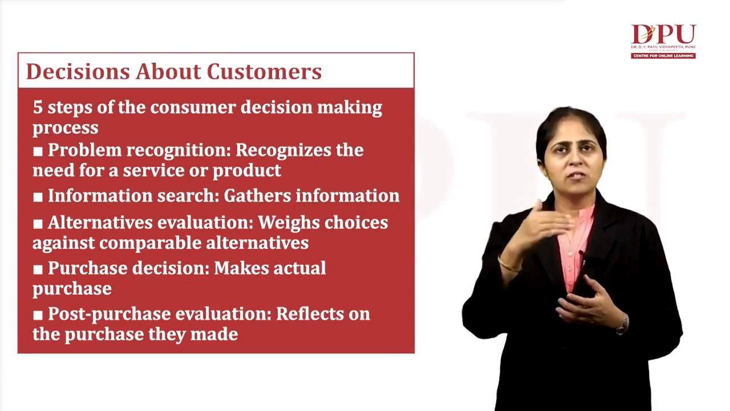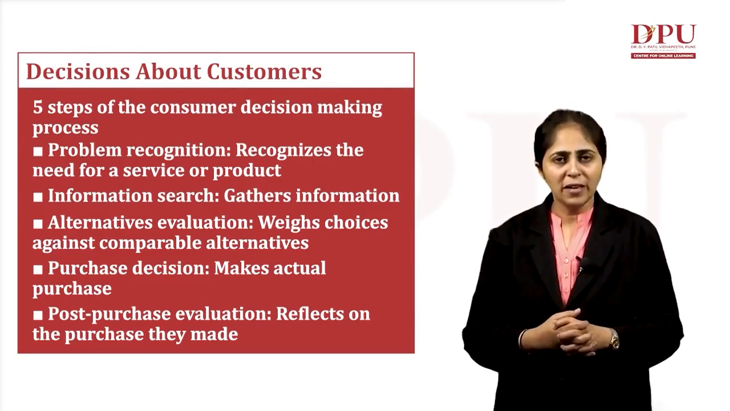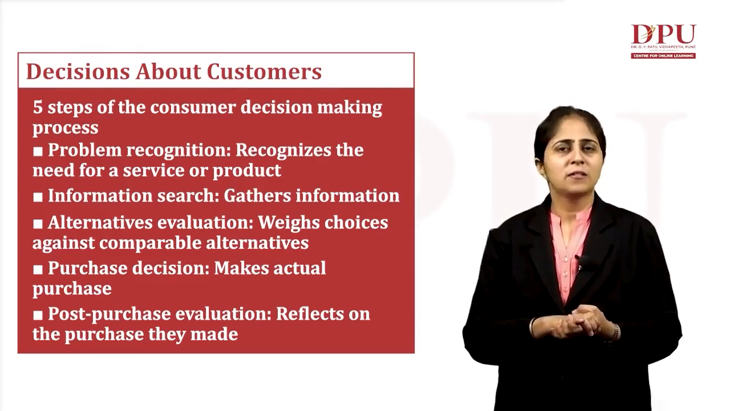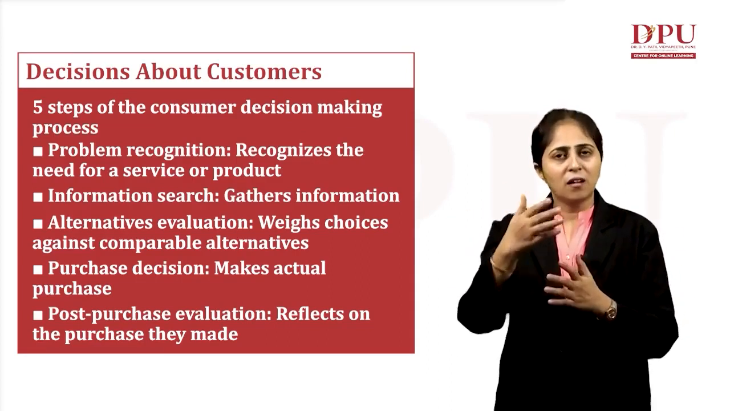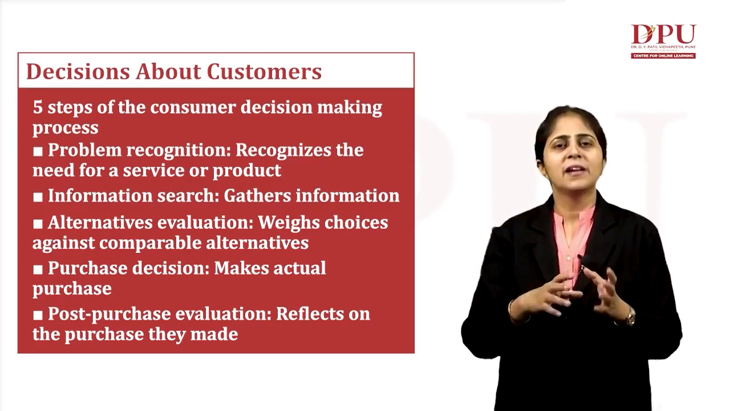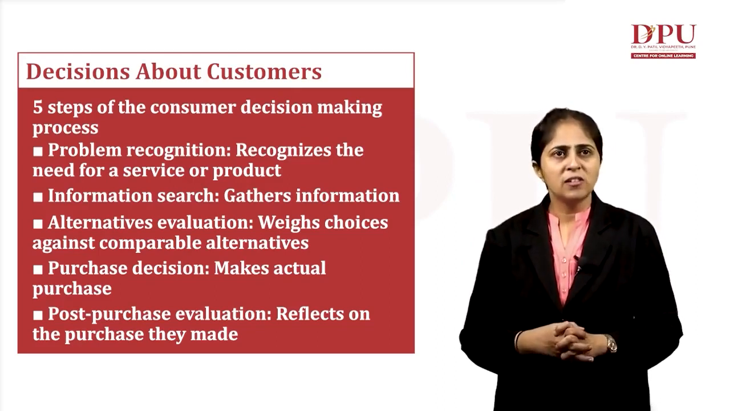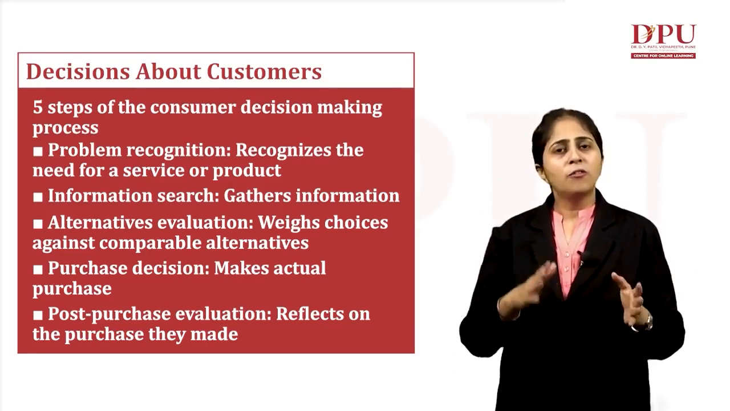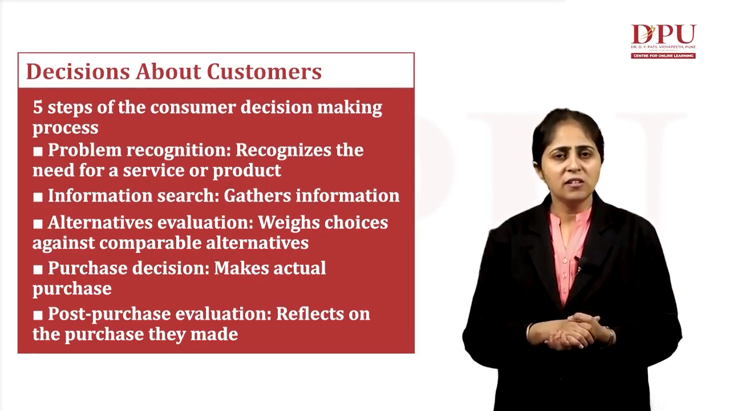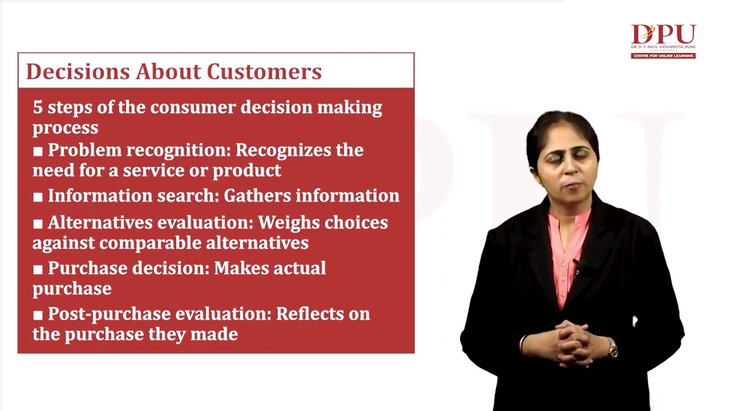So basically, for a consumer decision making process, the decision that the customer has to make, they have to follow these basic steps. Or we can say, using CRM, we can understand these steps and help them evaluate them. First is the problem recognition. Second is the information search. Third is the alternative evaluation. Fourth is the purchase decision. And the fifth one is a post purchase evaluation of the product.